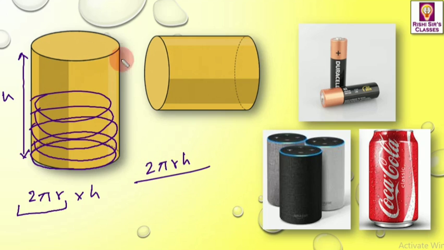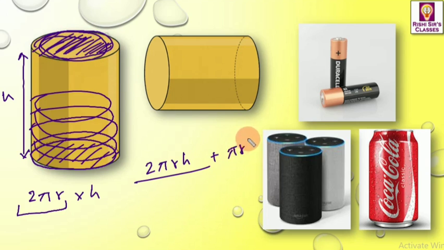Because we are counting only the outer portion. That is why we are considering the circumference of a circle, not the inner portion. Now suppose we want to find the TSA of a cylinder. TSA means including the top portion and the bottom portion. Now just tell me, what is this shape? This shape is a circle. And what is the area of a circle? What is the area of this portion? That will be pi r square. There are two circles, so we can say 2 pi r square.